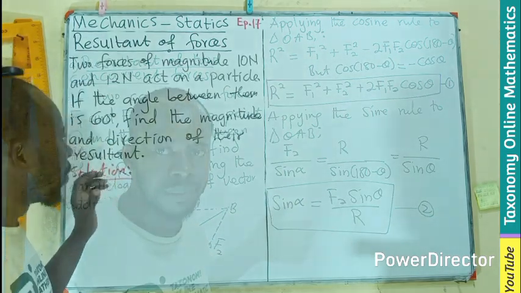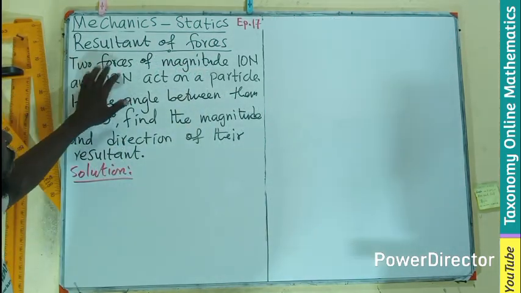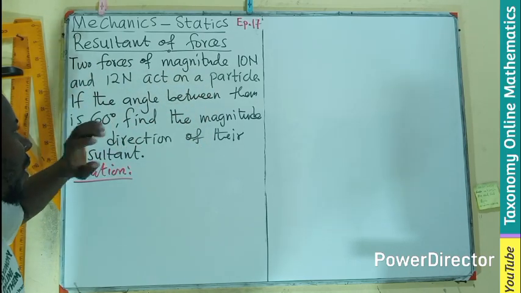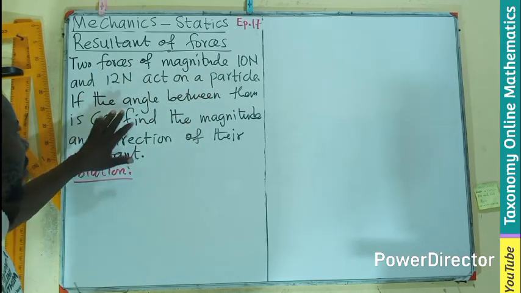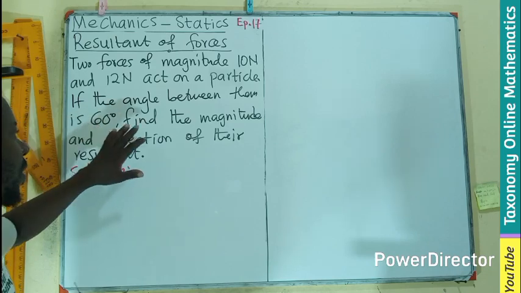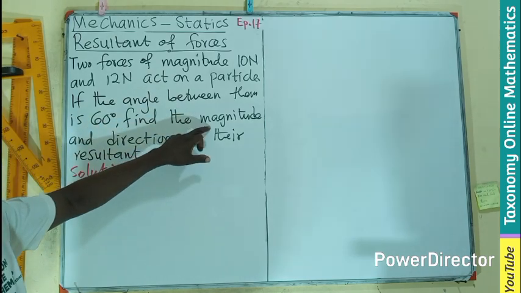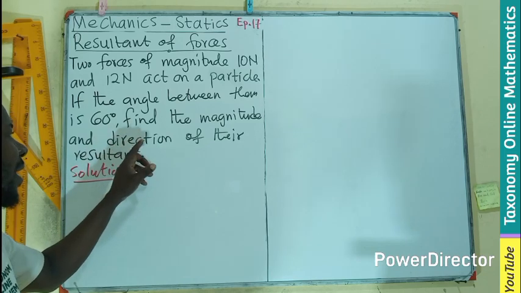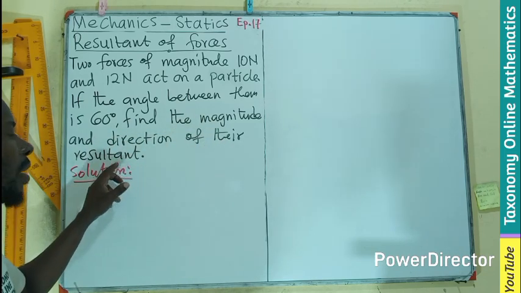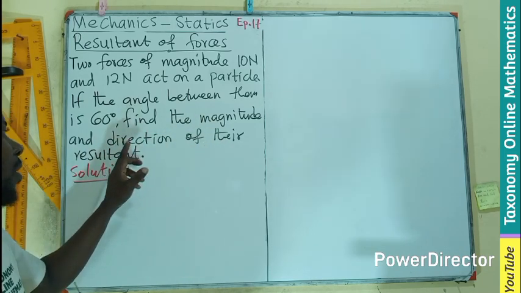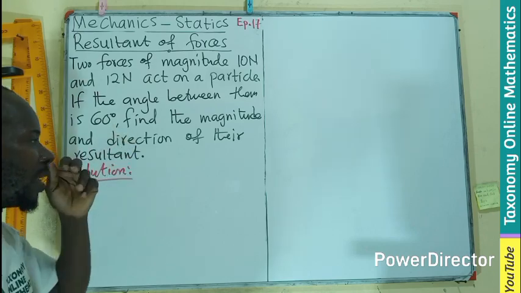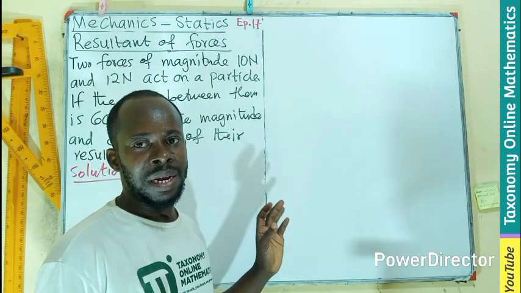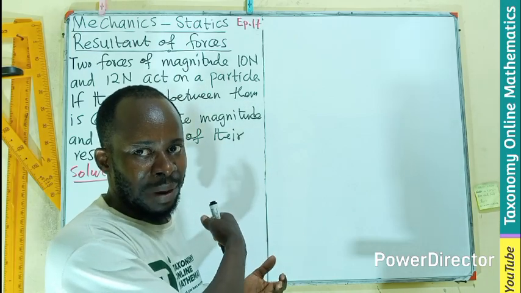All right. So this is the question. Two forces of magnitude 10 Newton and 12 Newton act on a particle. If the angle between them is 60 degrees, we have to find the magnitude, that is the resultant, the magnitude and their direction of the resultant force. So we need the resultant force, we also need the direction.